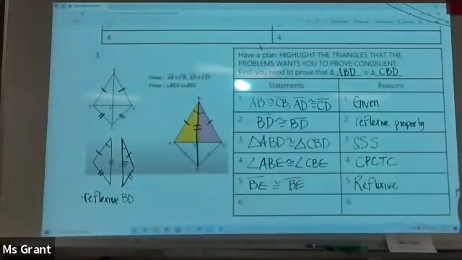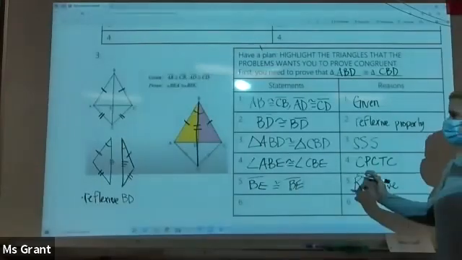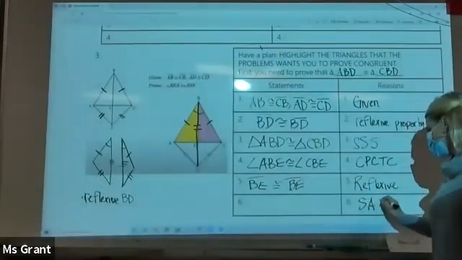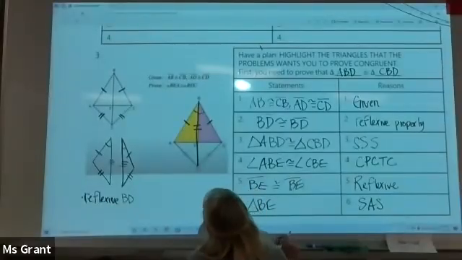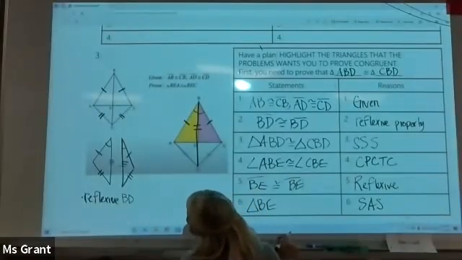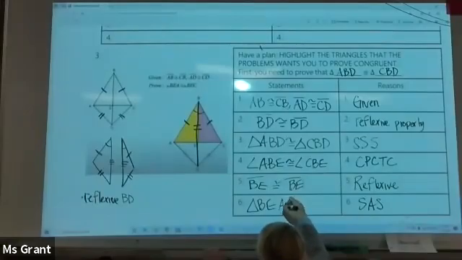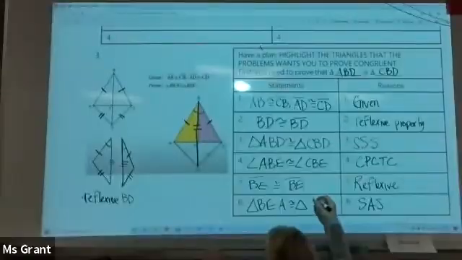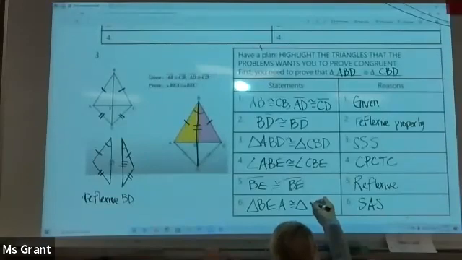And I'm ready for my proof. Side, angle, side. Miss Grant, why wouldn't you use the definition of midpoint? Because it never told me anywhere about a midpoint. I don't know that it cuts it in half, so I can't. You have to have the words midpoint in your given if you're going to do that.